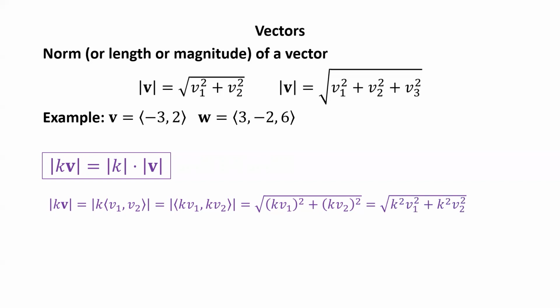Okay, these are all real numbers now, so we could use rules for real numbers. In particular, we get k squared v1 squared plus k squared v2 squared under the square root. We could factor out the k squared and use the rule that a product under a square root is equal to the product of 2 square roots. The square root of k squared is, by definition, the absolute value of k. And to the right of that, we have the definition of the length of v, or the norm of v.